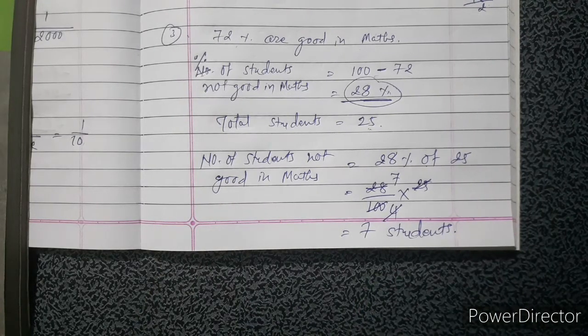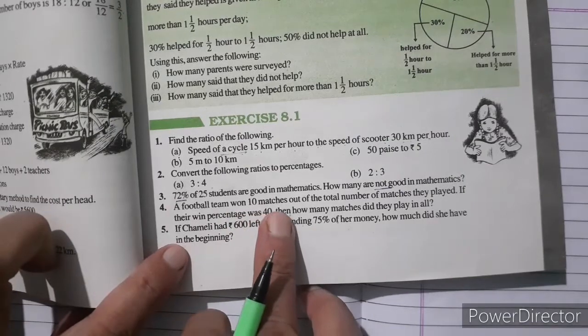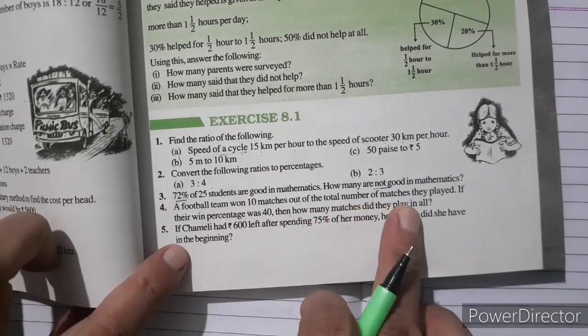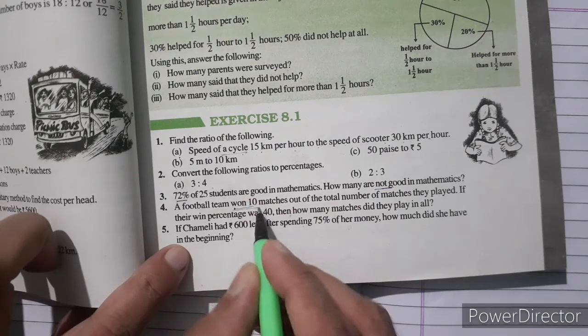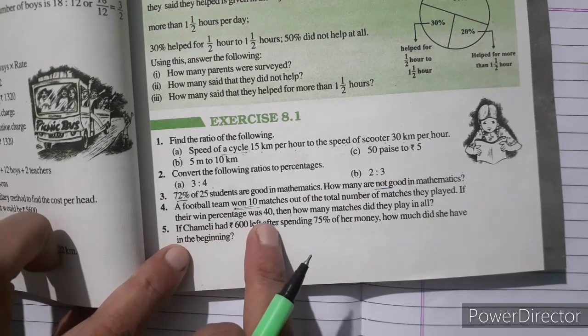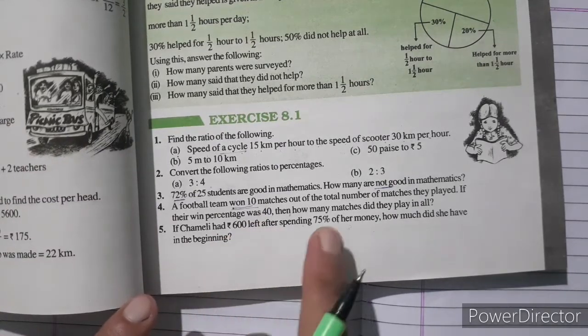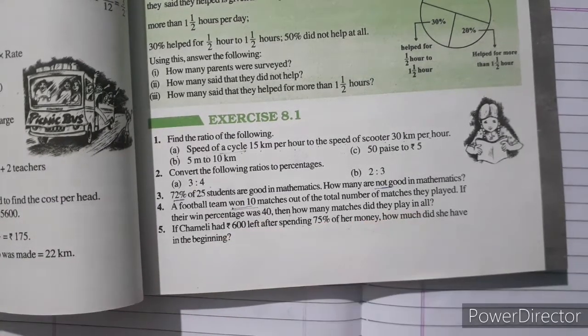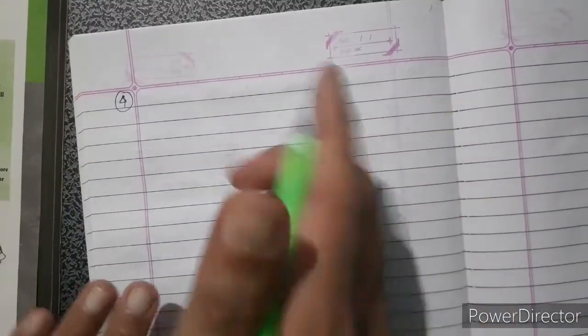Okay, next one. Look, it's question 4. The football team won 10 matches out of the total number of matches. Total matches are not given, but the number of matches they won is given. If their winning percentage is 40, it means they won 40% of matches. Then how many matches did they play? You just find the total matches they played. So first we write down the information.